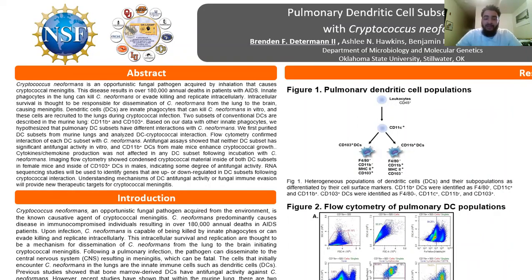Cryptococcus neoformans is thought to survive intracellularly and be killed by innate cells, but if that doesn't work, they're actually able to replicate at great numbers and escape and evade these innate cells. Prior to this research, other research labs found two subsets of dendritic cells, those being CD11Bs and CD103s, capable of interacting with Cryptococcus neoformans. My research hypothesizes that these two different subsets of dendritic cells are able to show different interactions with the Cryptococcus neoformans being incubated with them.